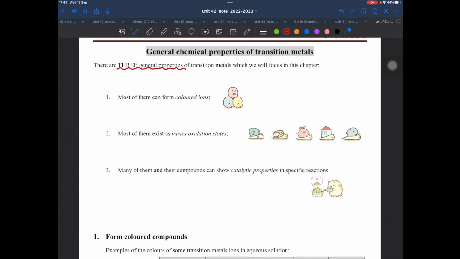There are 3 general properties. Now, these 3 general properties are a must. Remember, otherwise you cannot get any marks. It's extremely important. First of all, most of them can form colored ions, especially in aqueous solution. You can give plenty of examples, right? Copper 2 is blue, iron 2 is green, cobalt 2 is pink, whatever, okay?